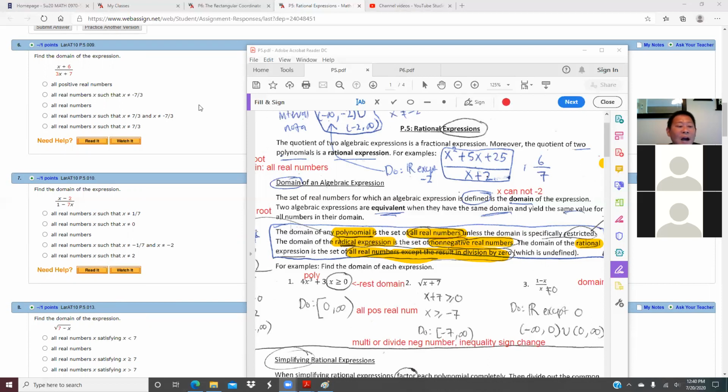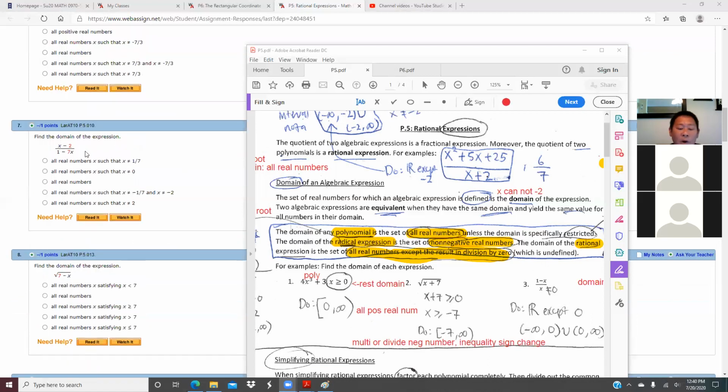So in this case, you just set this equal to 0 and solve for x, and you find out that x in this case is -7/3. So your answer in this case would be just B. All real numbers except x cannot be -7/3. So this is your answer here. Okay. Same thing happens to question 7. You just need to make this equal to 0 and then solve for x here.